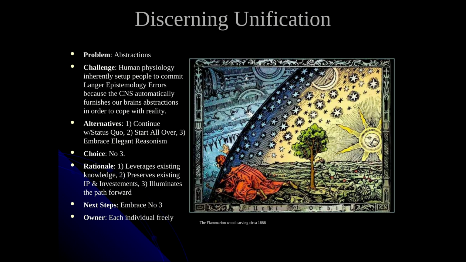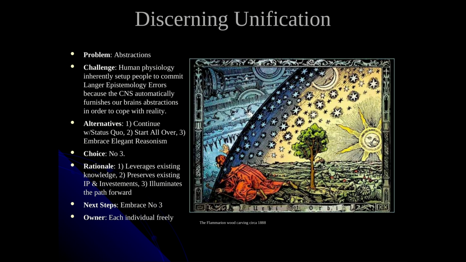Discerning unification, we typically use this framework when we're working through issues: problems, challenges, alternatives, your choice, and then the rationale, and then what your next steps are, and then who owns those things. The image here we thought represented the historical attempt to discern unification and humans' feeble attempts to get there prior to all of this.